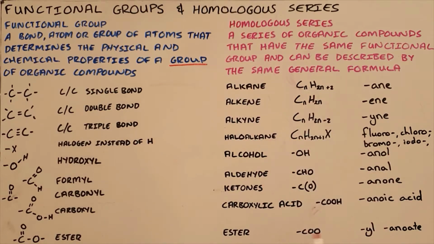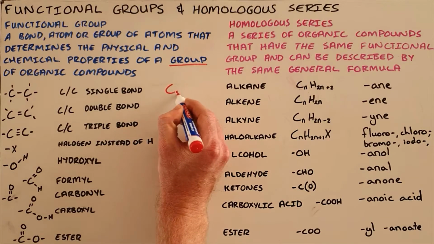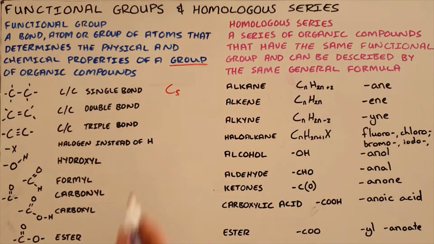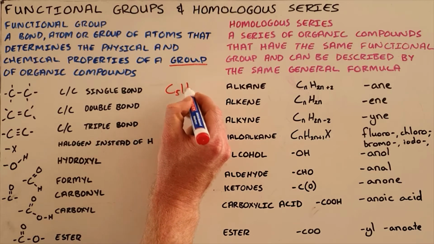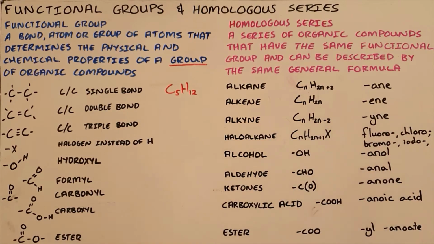The general formula tells us that it is always CnH2n+2, which tells us that if you have a compound that has 5 carbons, then it would have 2 times 5 plus 2, that being 12 hydrogens, and alkanes always get the suffix ane.